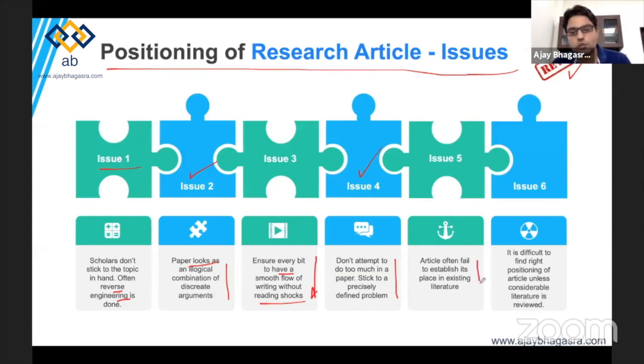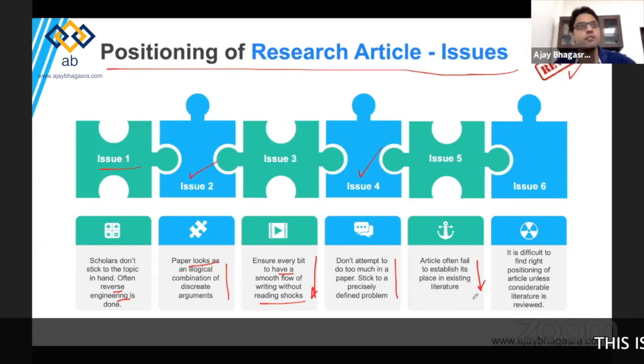Articles often fail to establish their place in the existing literature. Super duper important. I would call it deadly important. Where do you place your argument in the existing literature? If you as an author cannot answer this question of mine as a reviewer, I'm not going to say yes to this paper. Very clearly.